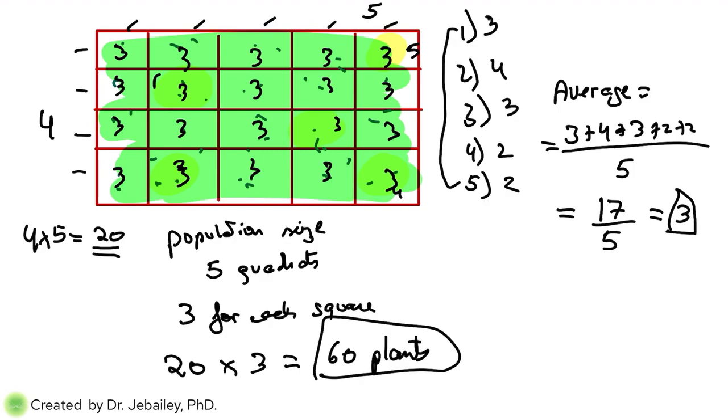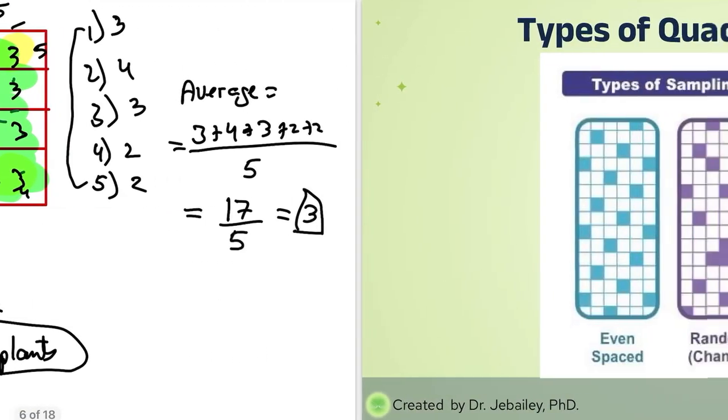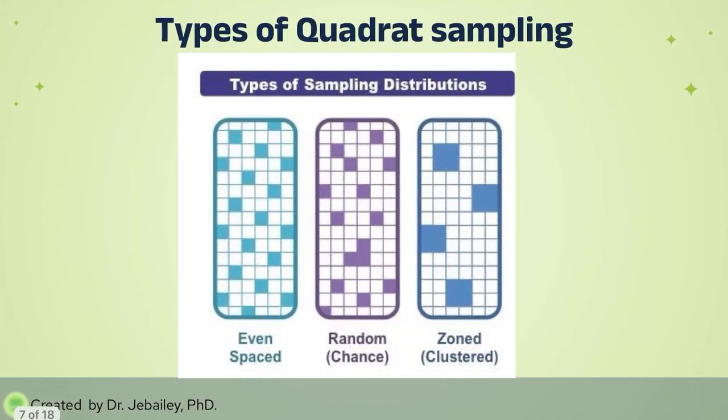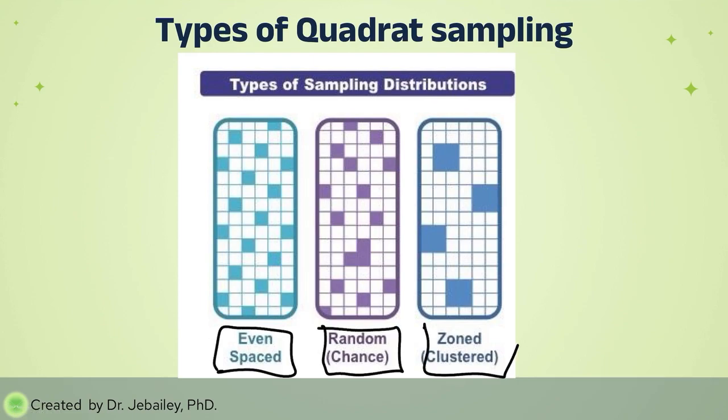You're just finding the estimation of a population size by taking some squares. Now there are different ways that you can do the sampling. You can do it by even space, by random, which is the one I just did, or by zone clustered. Even space means I'm going to choose squares with a pattern. For example, you can see 1 square, then 1, 2, 3, 4 no squares, then a square again, so there's 4 of them that I'm not counting. So you can see it's always skipping 4.